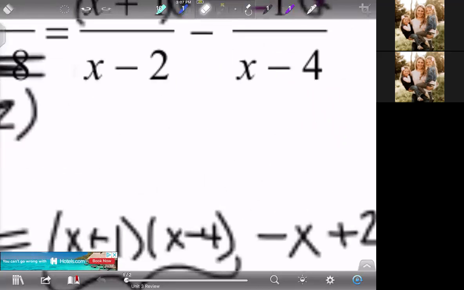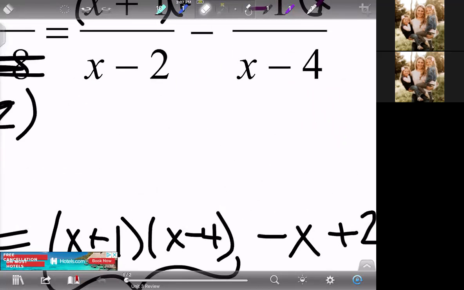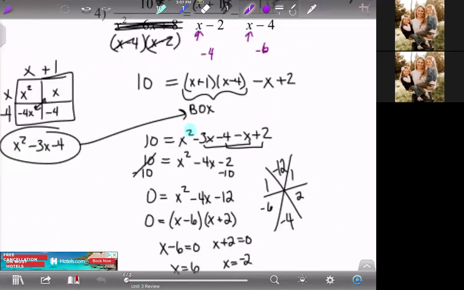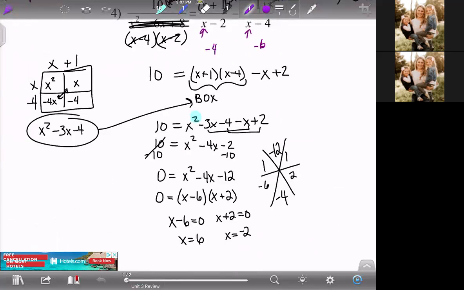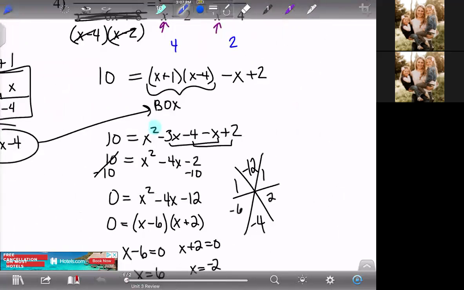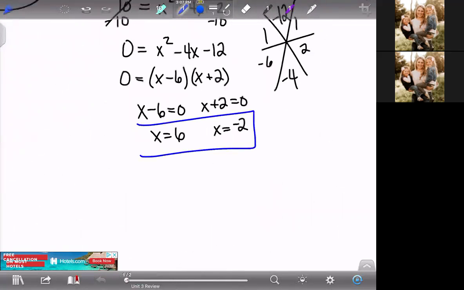If I plug in -2 here and here, neither one of these is going to give me 0. -2 minus 2 is -4. -2 minus 4 is -6. So the -2 works. Then I'm going to check +6. If I take +6 and I plug them in again, both places, 6 minus 2 is 4, 6 minus 4 is 2. Neither one of those is 0. So in this case, we have two answers, x equals 6, x equals -2.